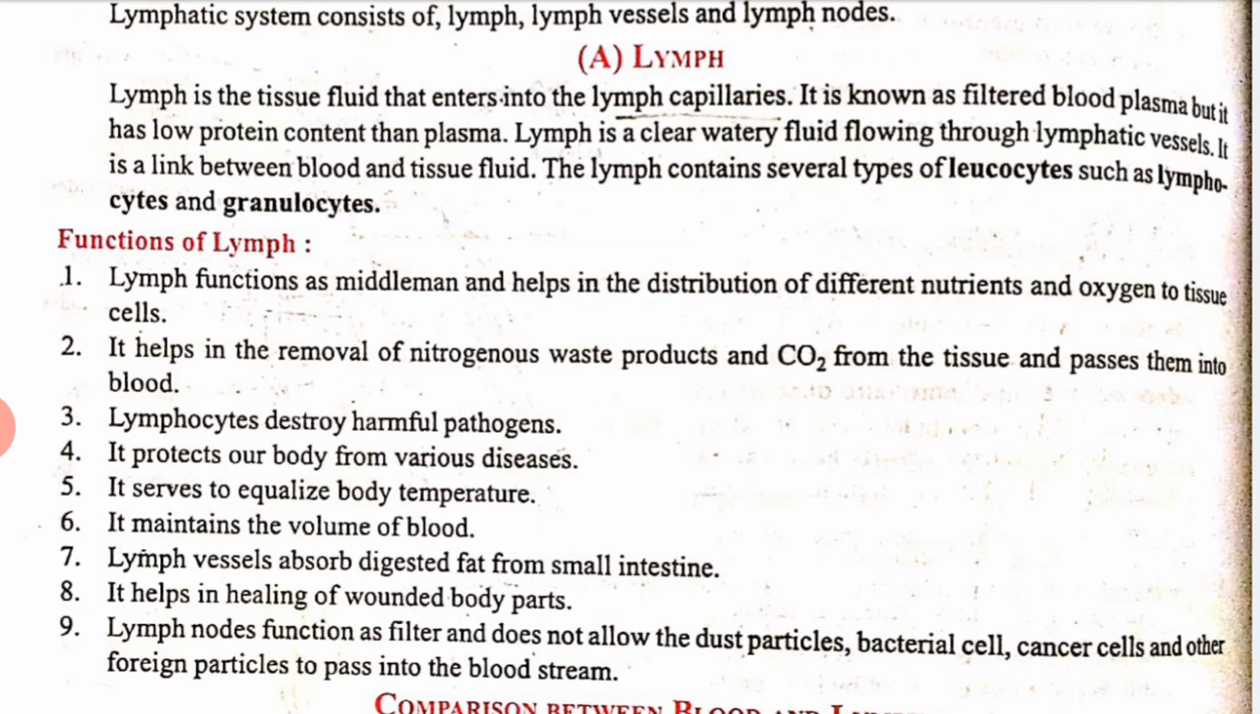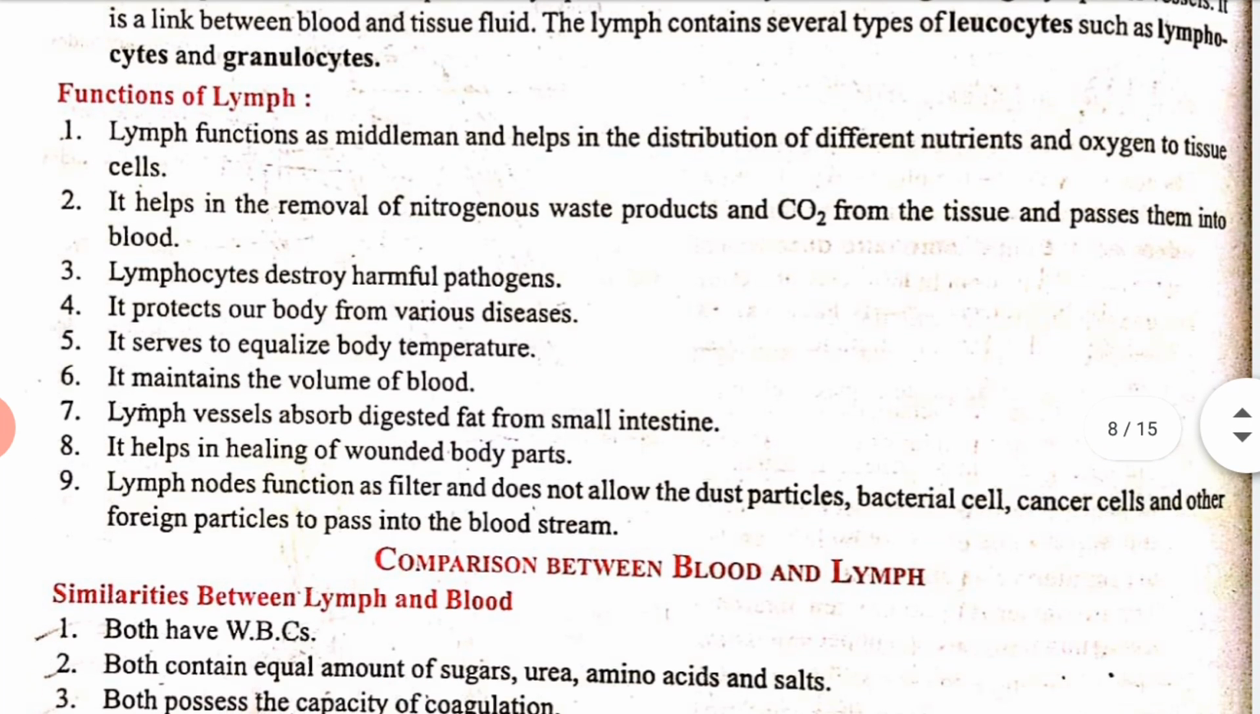Now we can see the functions of lymph. Lymph functions as a middleman and helps in the distribution of different nutrients and oxygen to tissue cells, and it also helps in the removal of nitrogenous waste products and CO2 from the tissue and passes them into the blood. So we can see various functions of lymph. It also maintains the volume of blood.